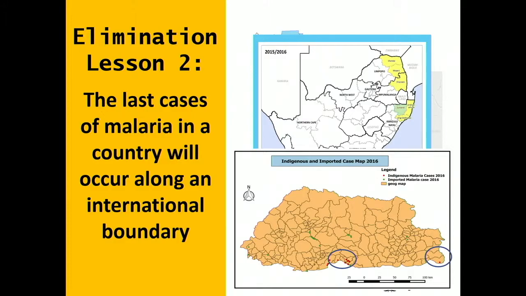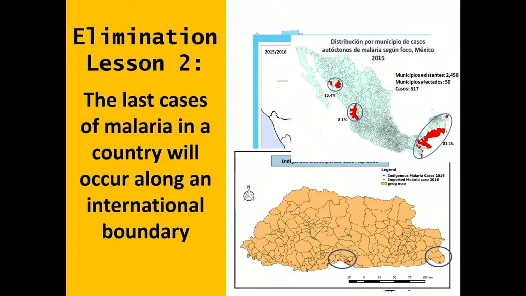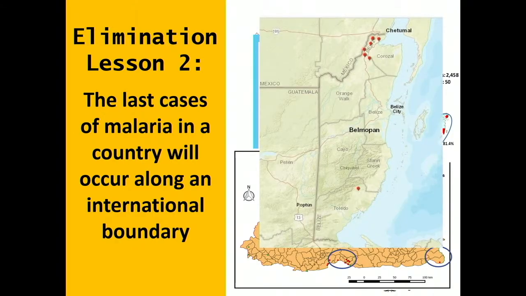In Nepal, all of their cases occurring along their border with India. In Mexico, more than 80% of their cases occurring along the border with Guatemala. And in Belize, most of their last cases occurring along their border with Mexico.